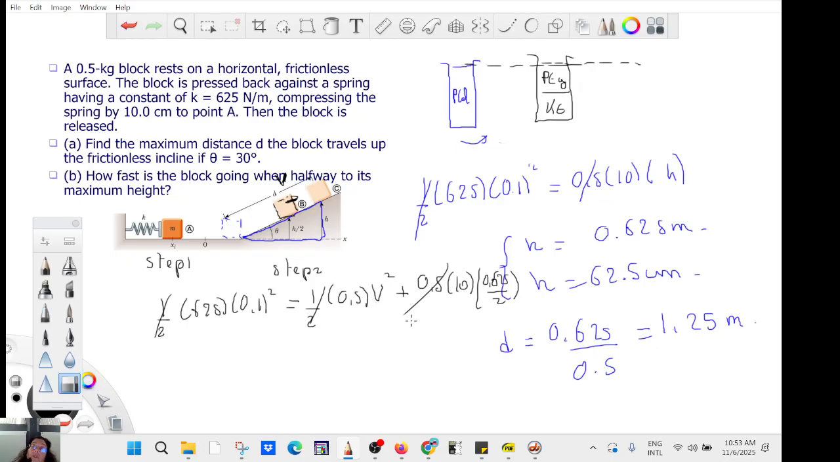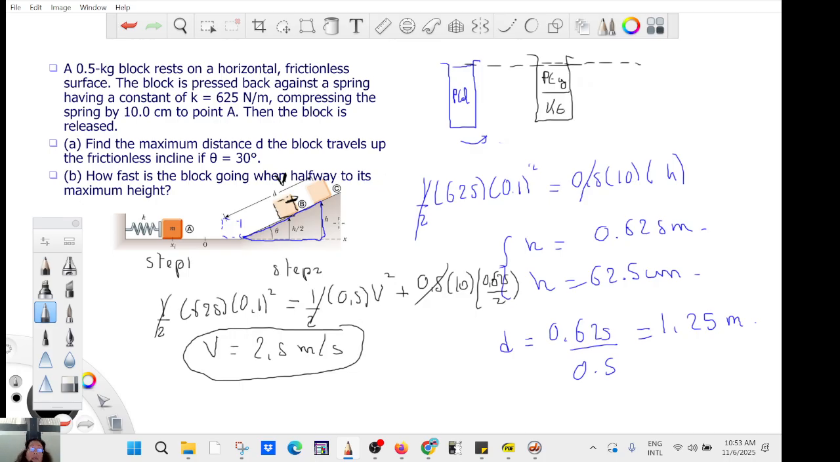The speed. Do it. Don't stare. I see people staring. Do it, and you should get 2.5 meters per second. So make sure you do it. 6.25 divided by 100, enter, minus 6.25 divided by 2, enter, and then you divide by 0.5. That's what you should get.